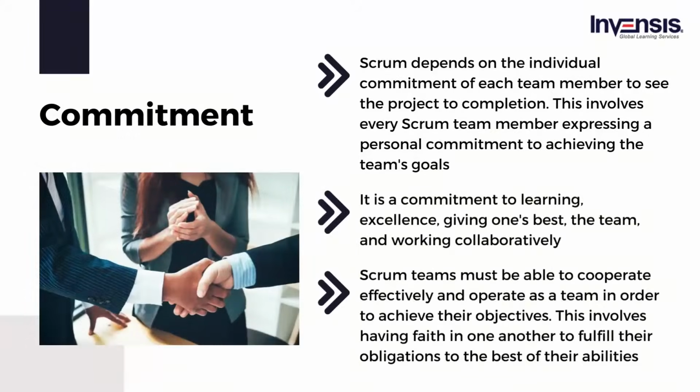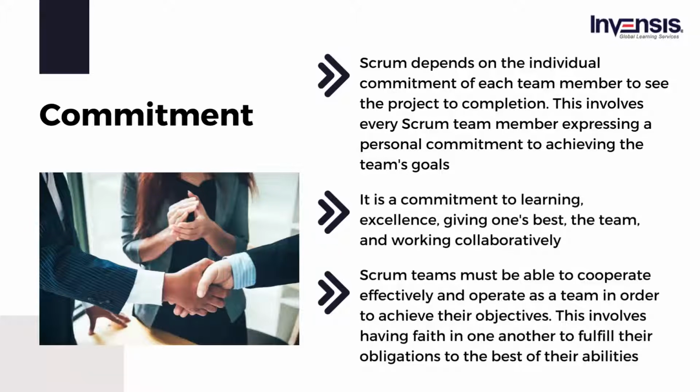First, commitment. Scrum depends on the individual commitment of each team member to see the project to completion. This involves every Scrum team member expressing a personal commitment to achieving the team's goals. Therefore, it involves more than only agreeing to achieve deadlines and other milestones. Although meeting deadlines is a component of the commitment, the scope goes well beyond milestones to the organization's vision and ultimate objective. It is a commitment to learning, excellence, giving one's best, the team, and working collaboratively. Scrum is successful due to the dedication of each individual to the success of the project.